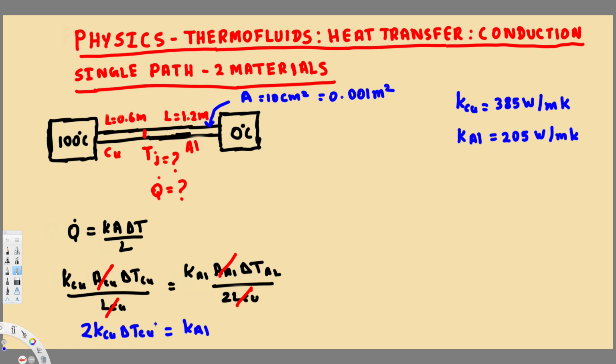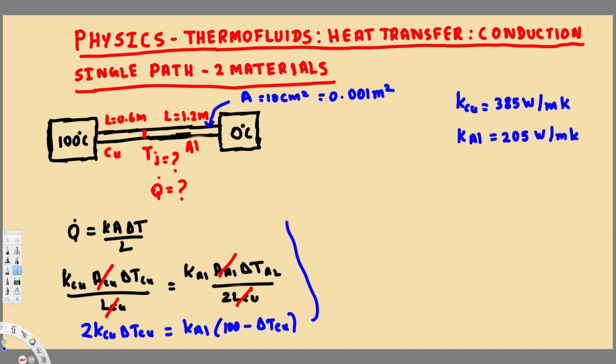We know the K_Cu value that's provided, and the K_Al value that's provided. Delta T_Cu is what we are trying to find, but delta T_Al too. With two unknown variables we cannot find it, but we can write delta T_Al as 100 minus delta T_Cu. Now we have only one unknown variable, so we can solve this. Let's go ahead and plug in the values and see what we get.